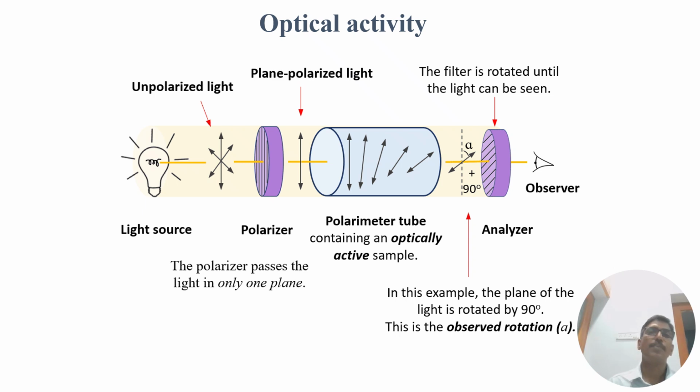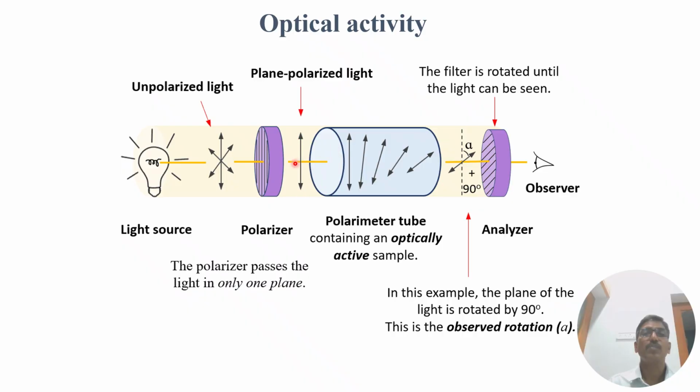Now, let us see how optical activity is measured using the polarimeter. This is the polarimeter. The entire instrument is called a polarimeter, and it requires a light source, a polarizer, and also a polarimeter tube. When you turn on the light source, it radiates in 360 degrees. This unpolarized light, when it passes through the polarizer, straightens into one particular direction. That is called plane polarized light.